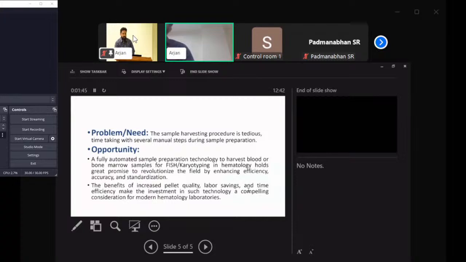Currently, I'm not sure there are sample prep machines for other processing techniques, not specifically for FISH. We can utilize some automated methods for simplifying this procedure and create an automatic workflow for getting a good cell pellet that can be utilized for FISH and karyotyping.